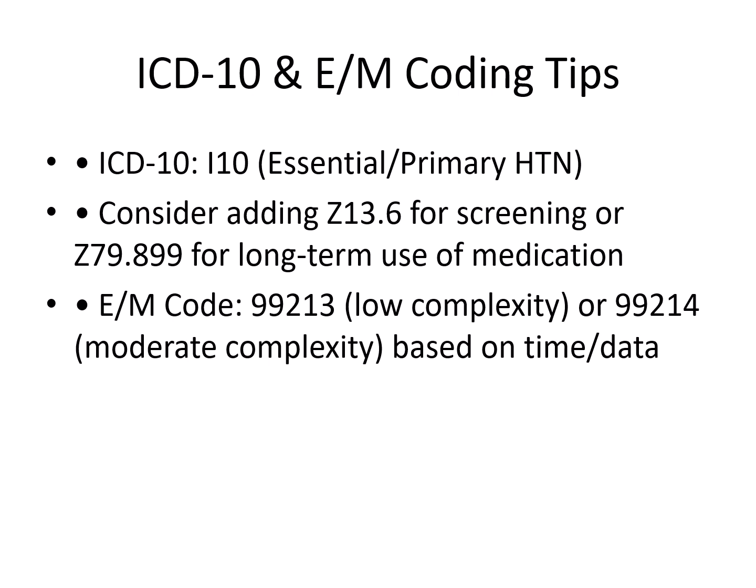For the ICD-10 and E/M coding tips, I realize that not a lot of YouTubers go over the ICD-10 or E/M coding, so I just want to touch on it a little bit in case some people have difficulty figuring out what E/M code to use. For documentation, use the ICD-10 code I10 for primary hypertension. If you're screening, use Z13.6, and for chronic medications, you can use Z79.899. For billing, use E/M code 99213 for low complexity visits or 99214 for moderate complexity with additional decision making.